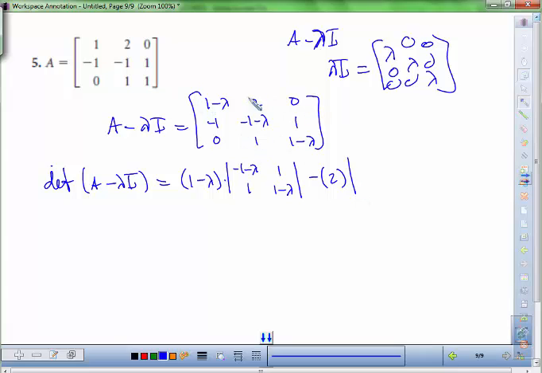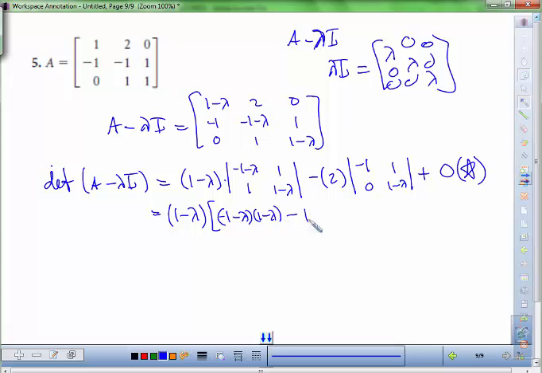And then if you cross out the first row, second column, your submatrix is going to be minus 1, 1, 0, 1 minus lambda. And then the last element in that row is 0, so we don't even need to worry about what happens after that. So the determinant of the first submatrix is going to be minus 1 minus lambda times 1 minus lambda minus 1.